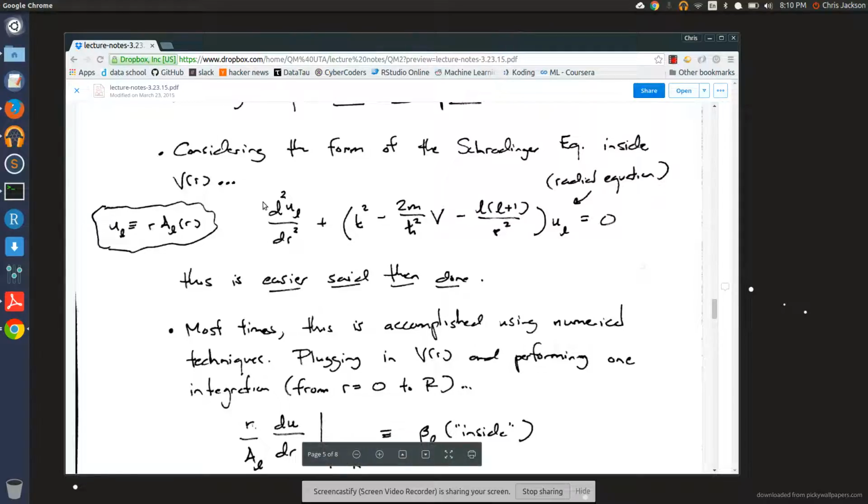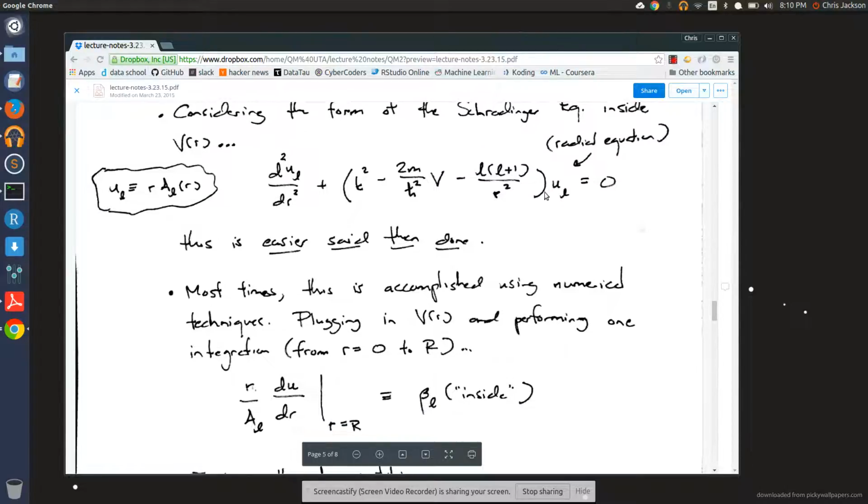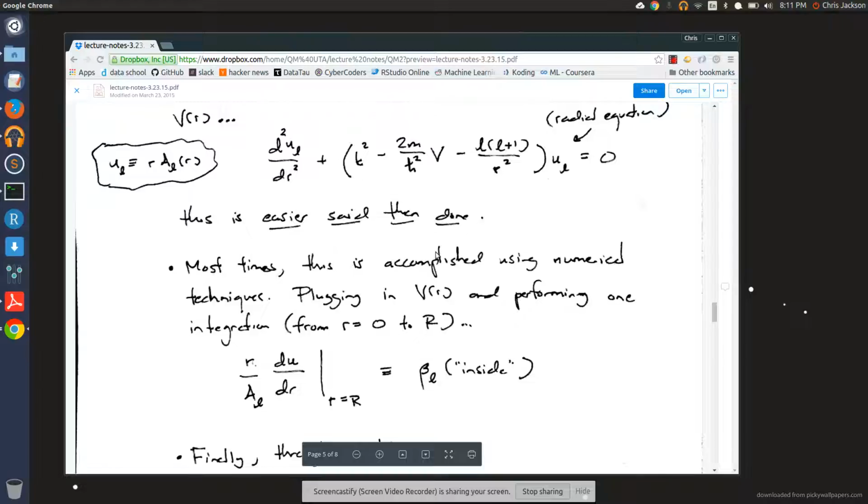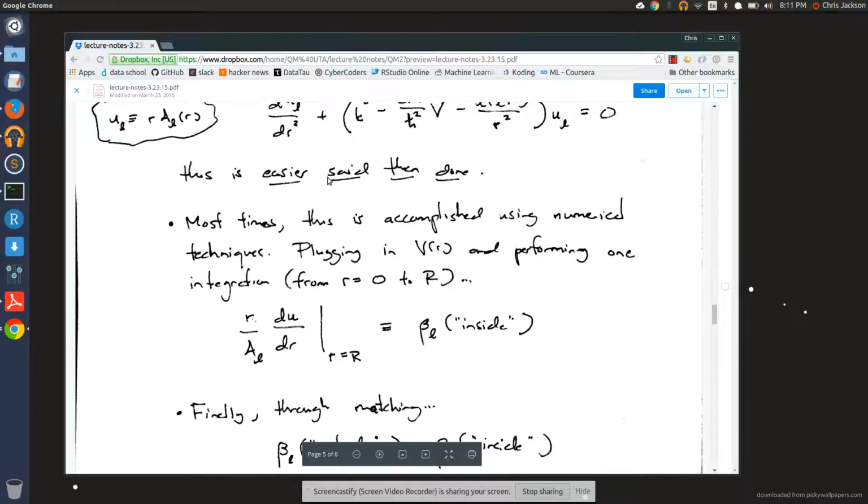Because what I want to do is solve for the derivative here, right? This is the second derivative. But what I can do is take everything over to one side and then do one integration, right? One integration over r, or one integration over this wave function. And when I do that, if I separate and integrate, I'm going to have some dul over ul, right? So that's going to give me a log, right?